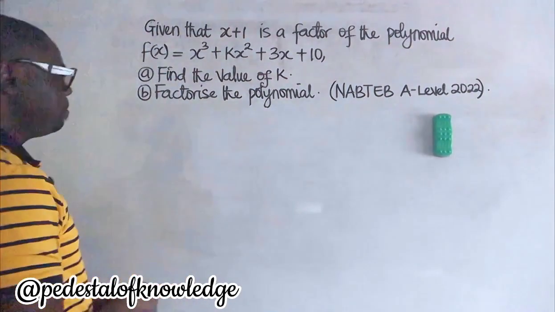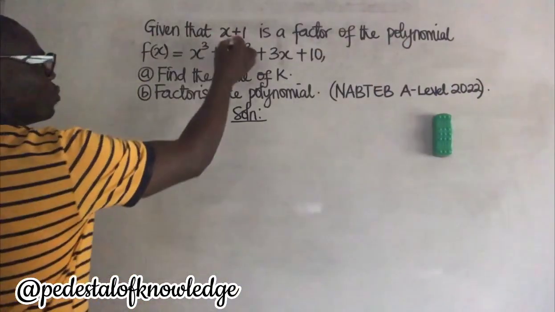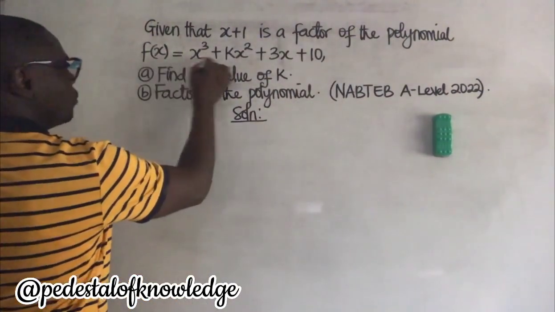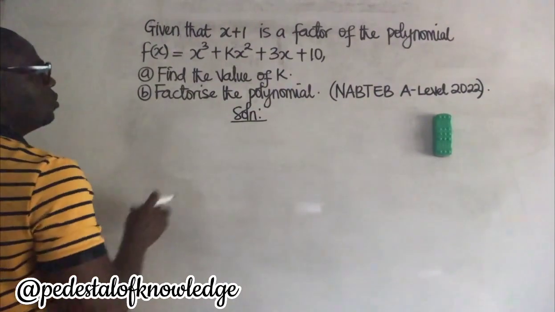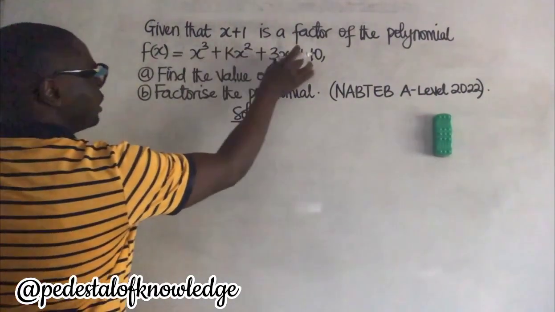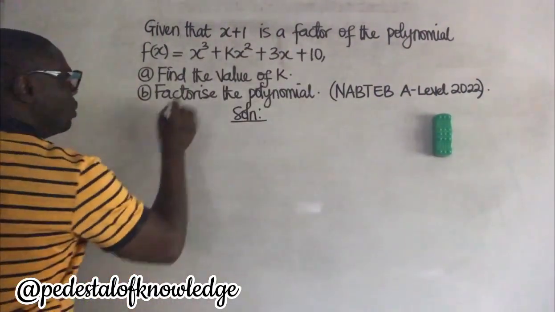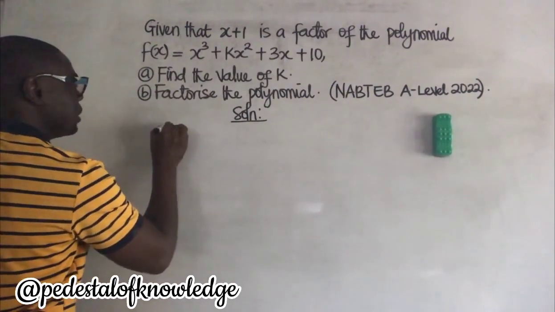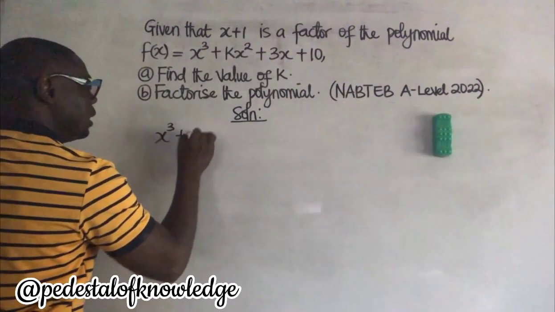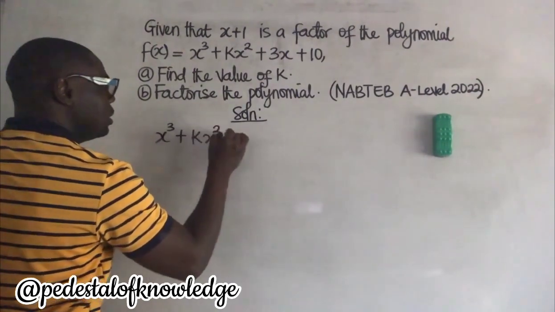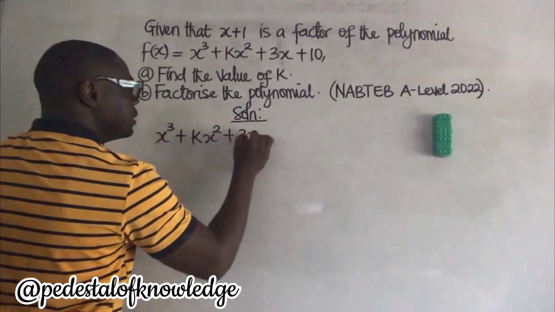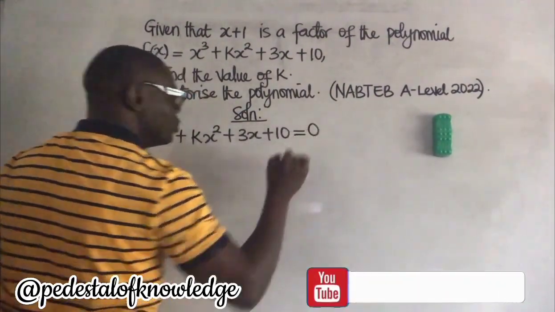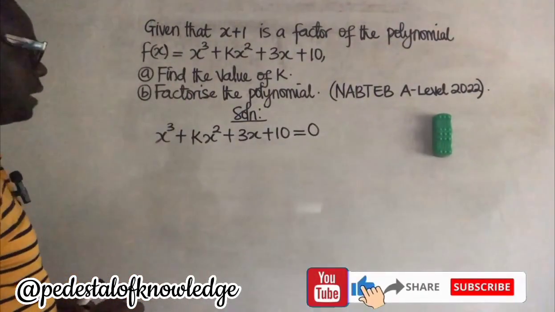Okay, now it says x plus 1 is a factor of the polynomial f of x is equal to this. So what we're going to do now is to equate this polynomial to 0. So when we equate this to 0, we're going to have x raised to power 3 plus kx squared plus 3x plus 10 is equal to 0. Alright, now that's the first step.